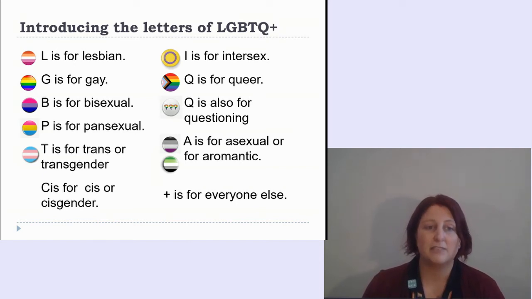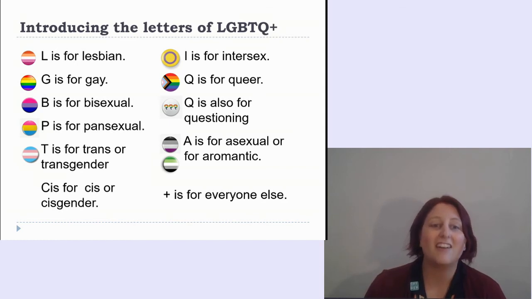The plus is for everybody else. This is to remind you that this is only an introduction, and there are many more terms and identities that are part of the LGBTQ+ community. I encourage you to do more research independently if this has interested you.